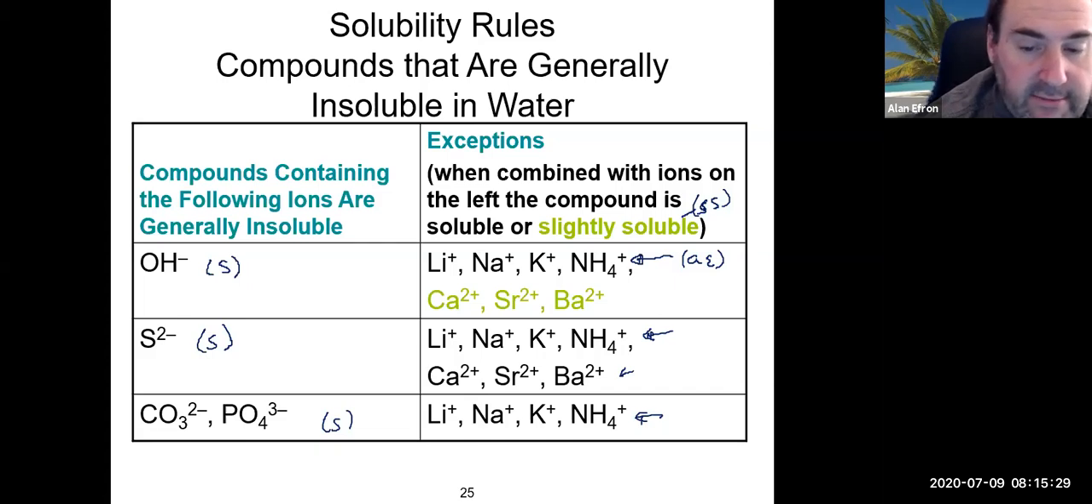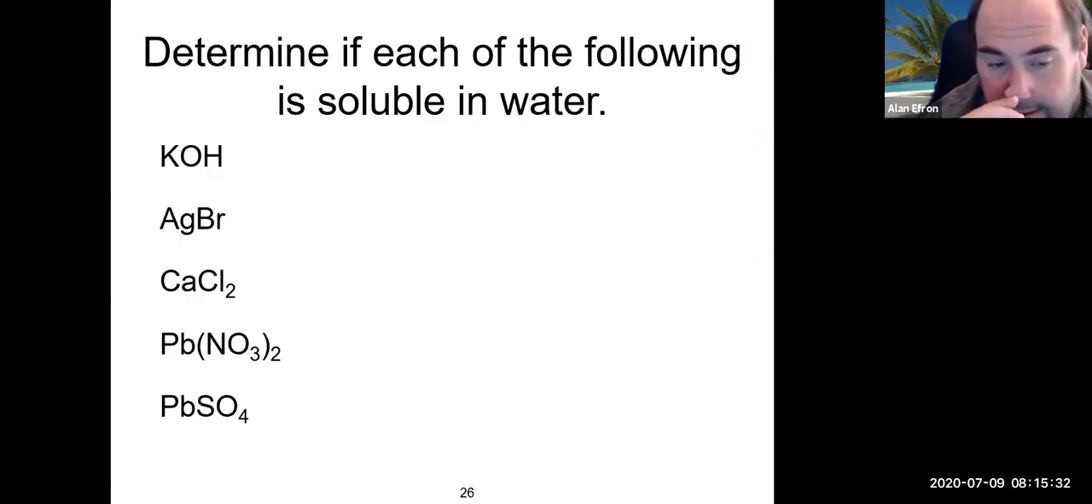Okay, so I think this is where we left off. So I think we have some here. So why don't you take a moment or so, look through these, and based on the solubility rules, would you expect these guys to be soluble or insoluble in water? So just take a moment or two and we'll go over it.